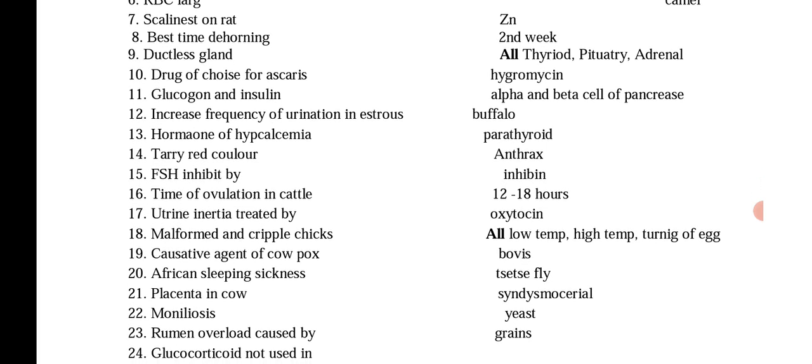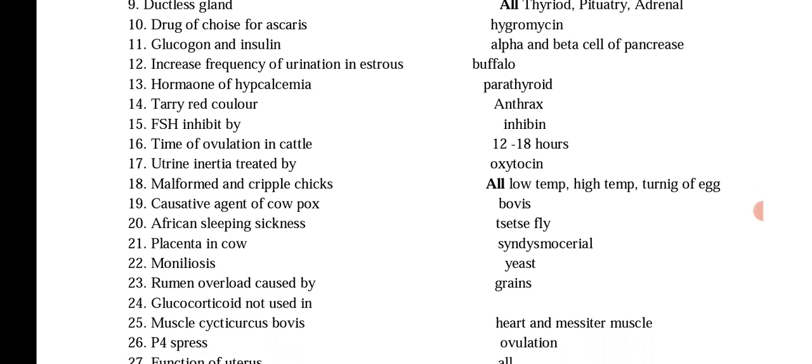Scaly nose in rat is caused by zinc deficiency. Zinc causes the scaly nose in rats. Best time of dehorning is 7 to 14 days, or the second week. Ductless glands are thyroid, pituitary and adrenal gland.